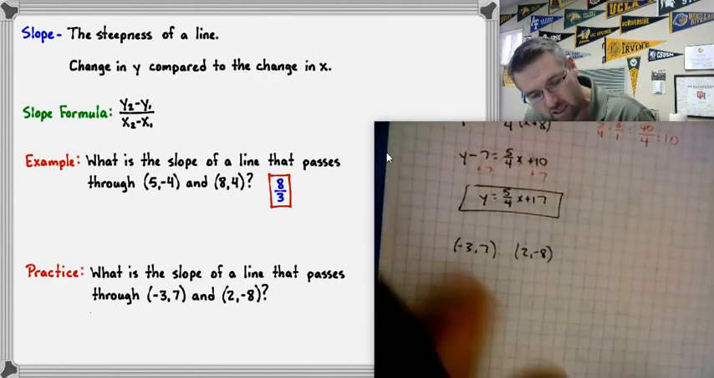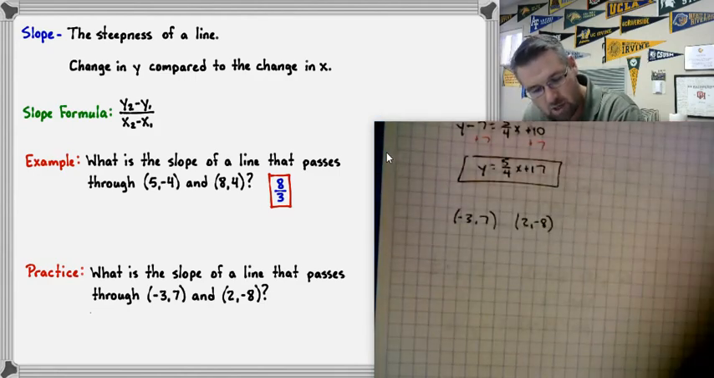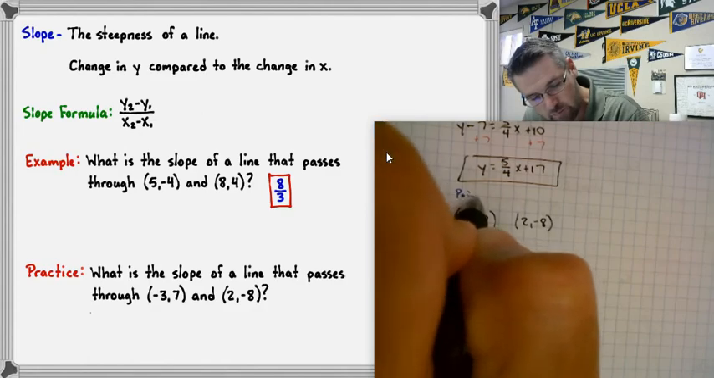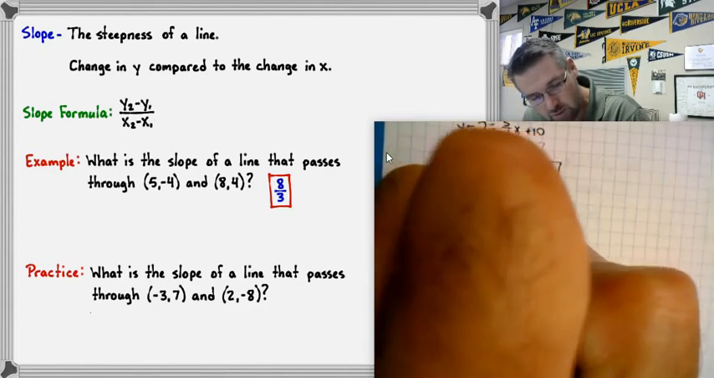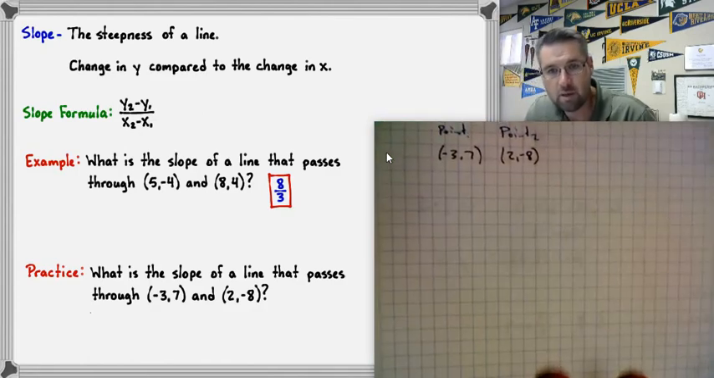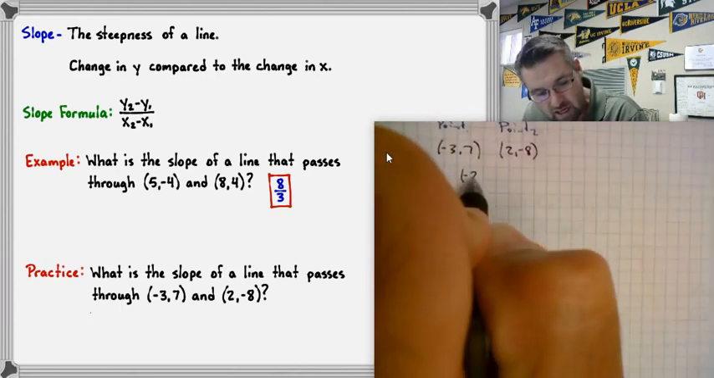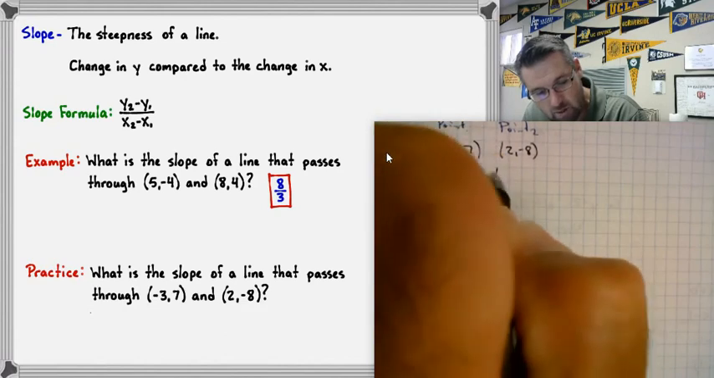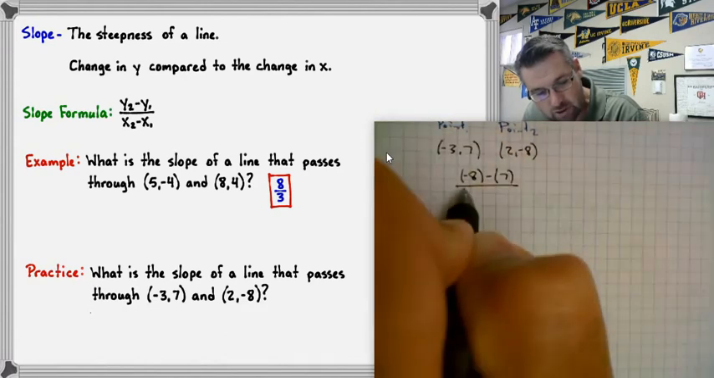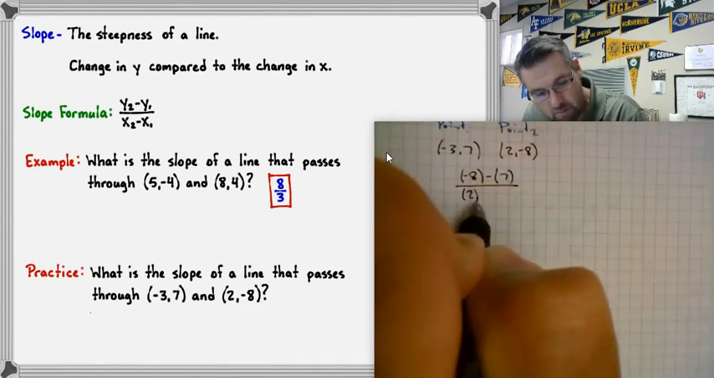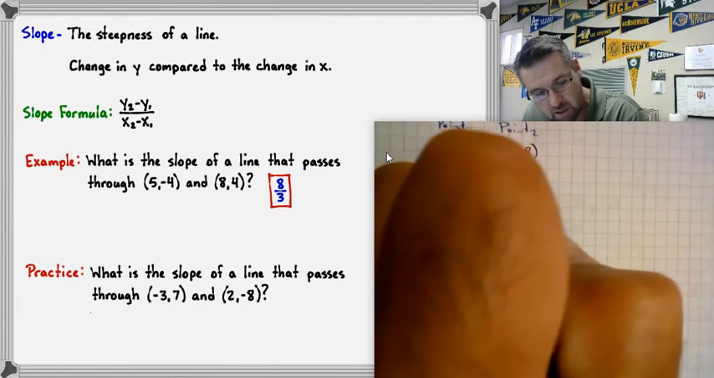Well, let's see here. We're going to call this point 1 and point 2. Okay. And remember, it's y2. So we're going to say negative 8 minus y1, which is 7, over x2, which is 2, minus x1, which is negative 3. And then that simplifies.